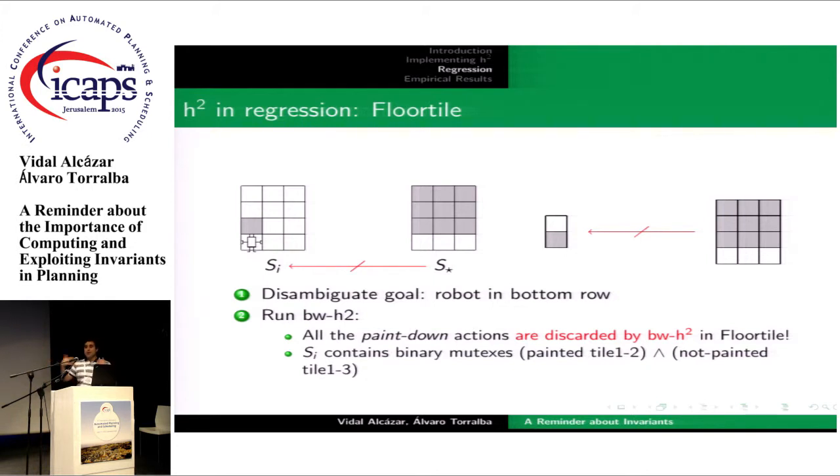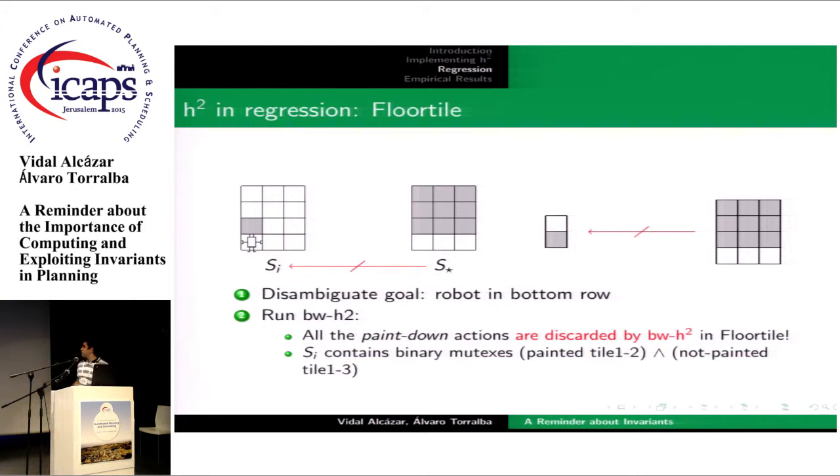And if you now apply this H2 in backward direction, you will discover that you can only paint, in regression, these cells from the bottom. So the paint down actions are completely inapplicable. Of course they are applicable in your problem, but they will always generate a dead-end state. So you can remove them and simplify the problem.